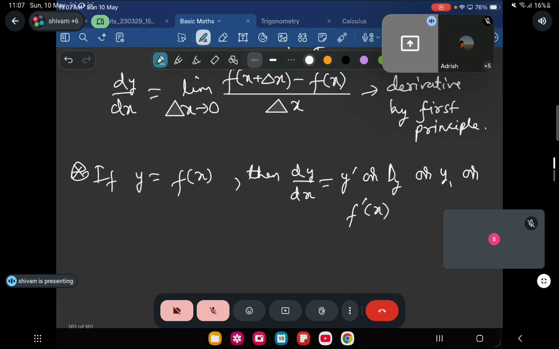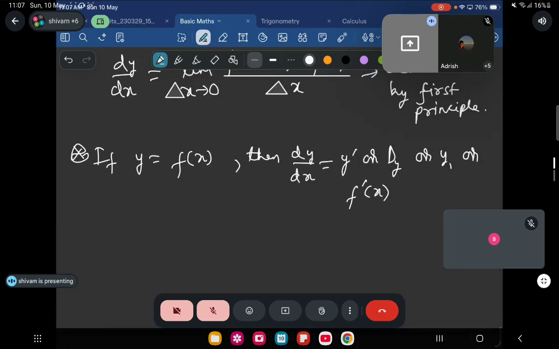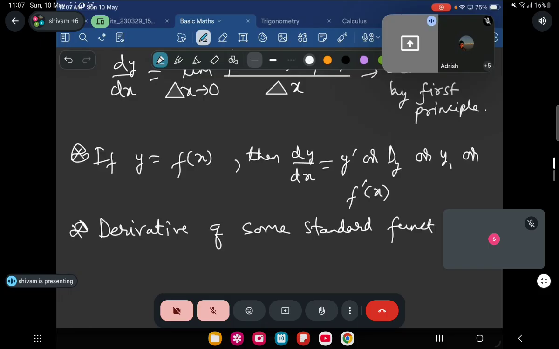Next, I'm going to write down the derivative of some functions. Okay. I'm not going to prove it now. I'll prove it later, when I discuss methods of differentiation, I'll prove it over there. But all of them can be proved by derivative by first principle. Derivative of some standard functions.